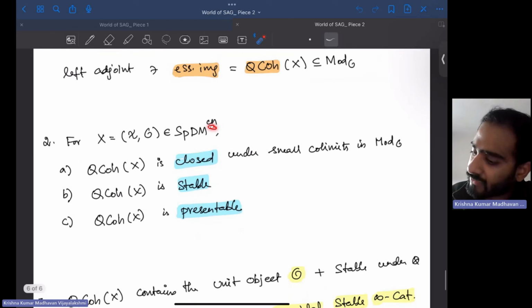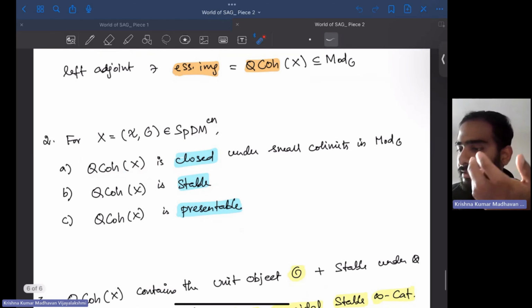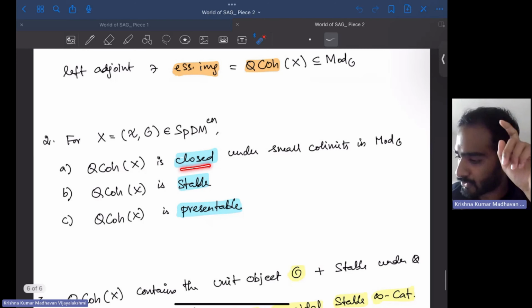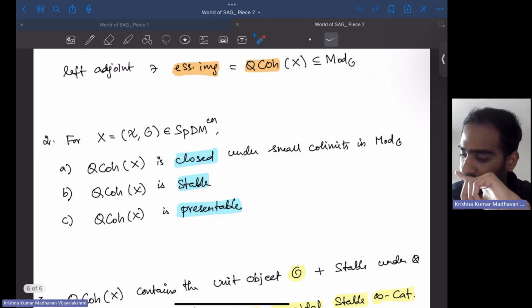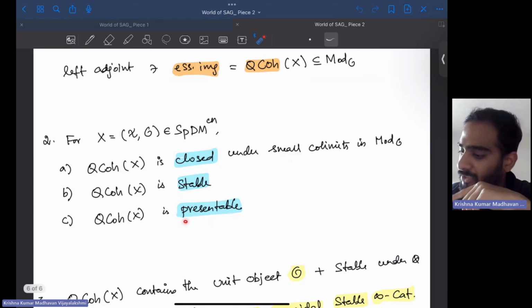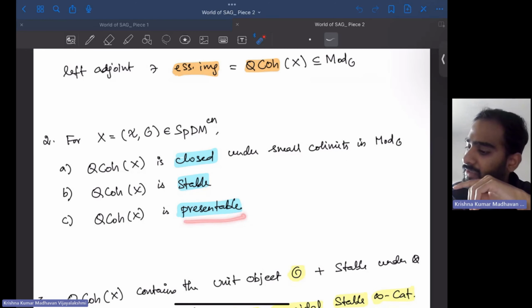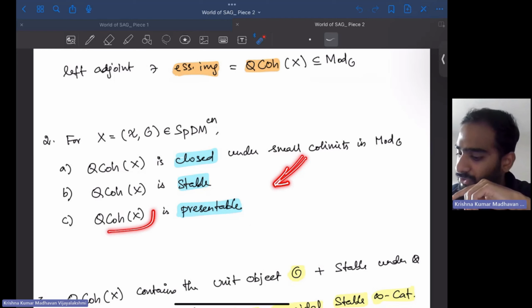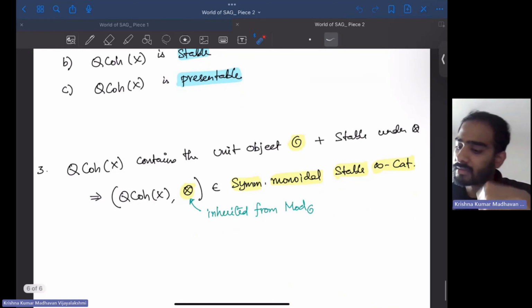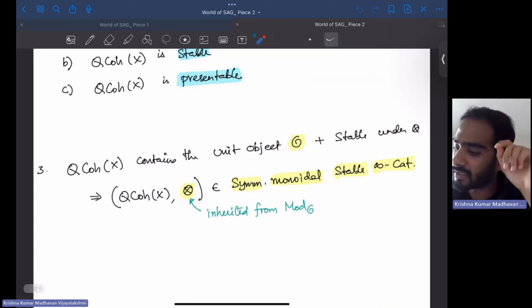And if you have a connective SpDM, then you can see the infinity category of quasi-coherent sheaves is actually closed under small colimits, and it's also a stable infinity category, which is very, very useful. And it is also presentable, meaning that just using the small colimits, you can sort of retrieve back the whole category itself, right? And of course, the structure sheaf that we have defined is contained in the QCoh.